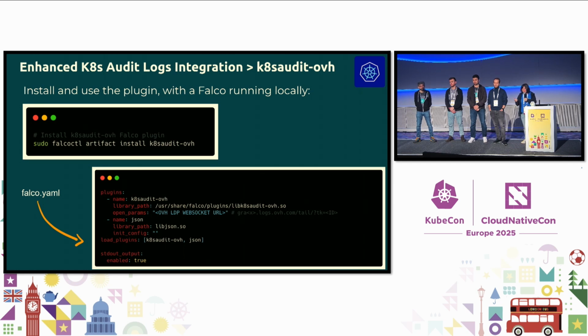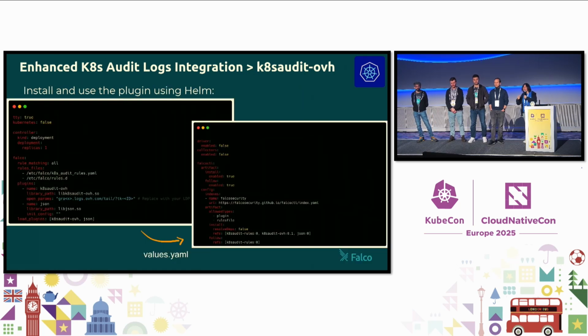To install and use it, it's the same thing. You have to execute the falcoctl command and fill in the Falco YAML file. Don't forget to replace the WebSocket URL in the open_params field. And you can also install it through Helm.